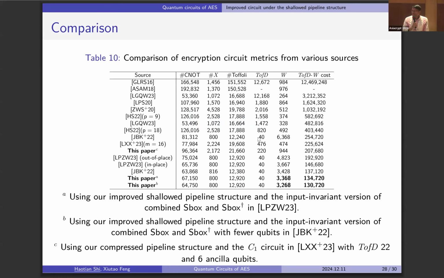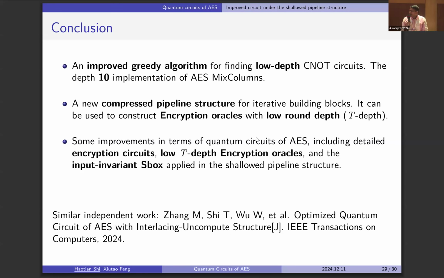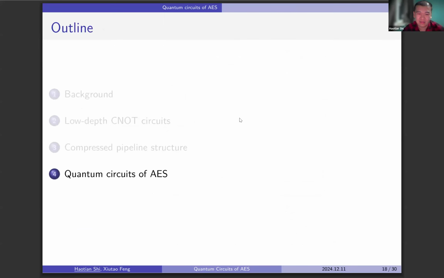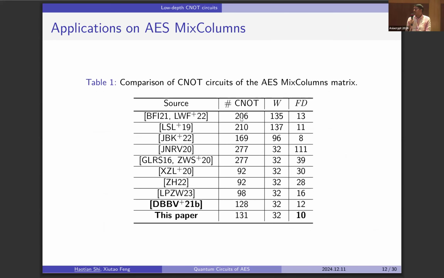Okay, no question. So I have one quick question: your greedy algorithm for finding the low depth CNOT circuit, does it give really optimal result or is it approximate? Let's move to this part. Okay, so it improves the previous one, but it's not yet known whether it is the optimal, right? That's what you are saying.